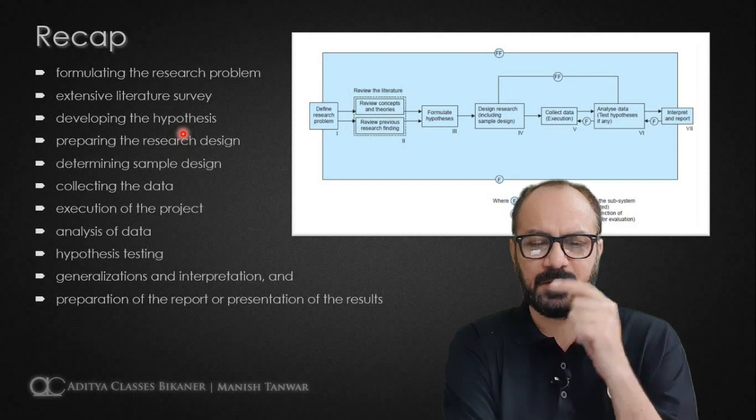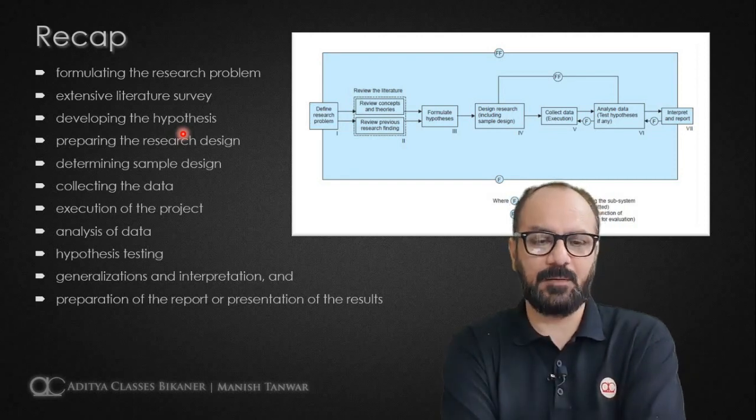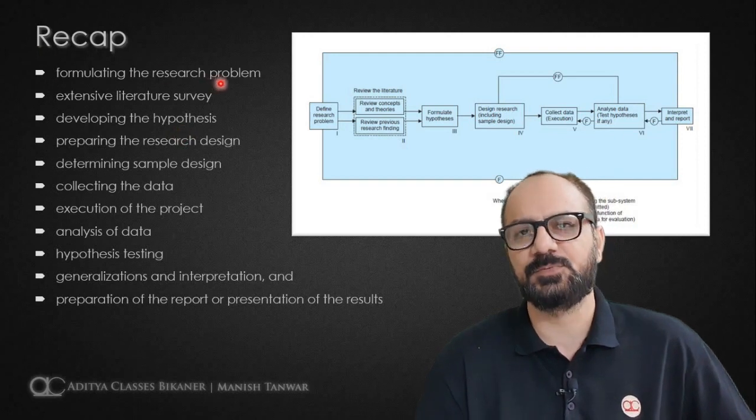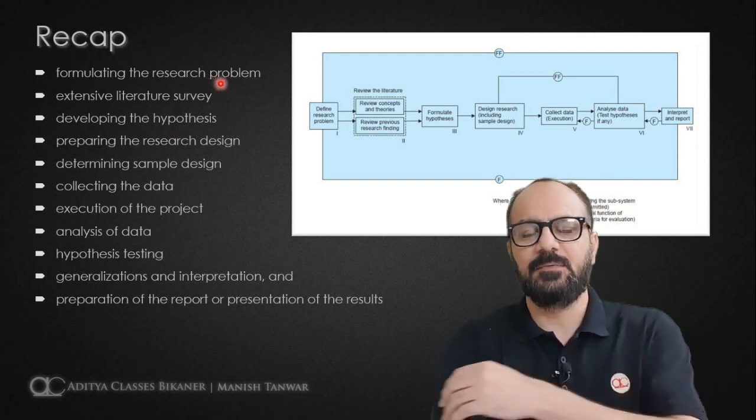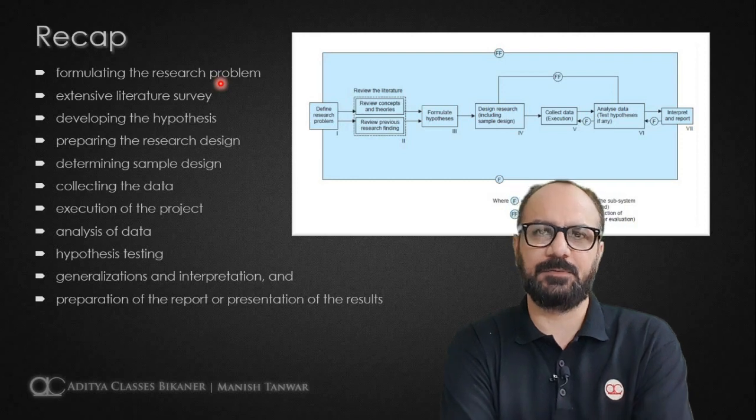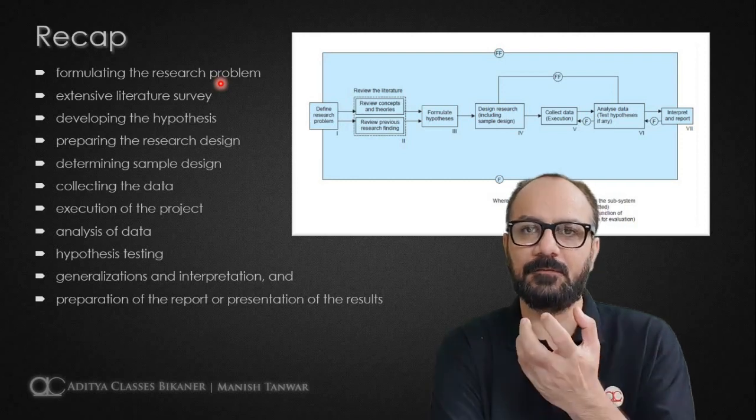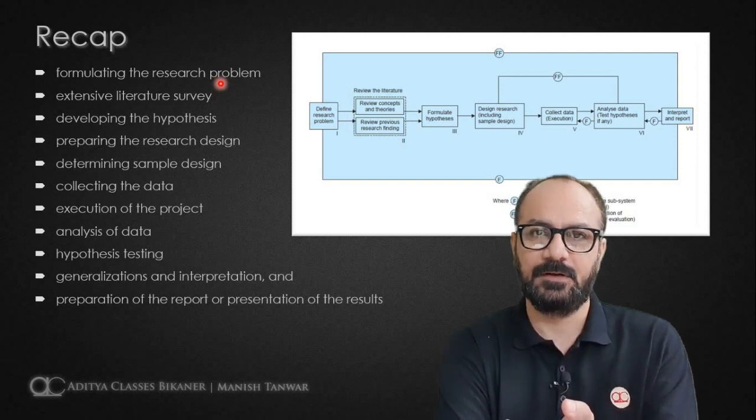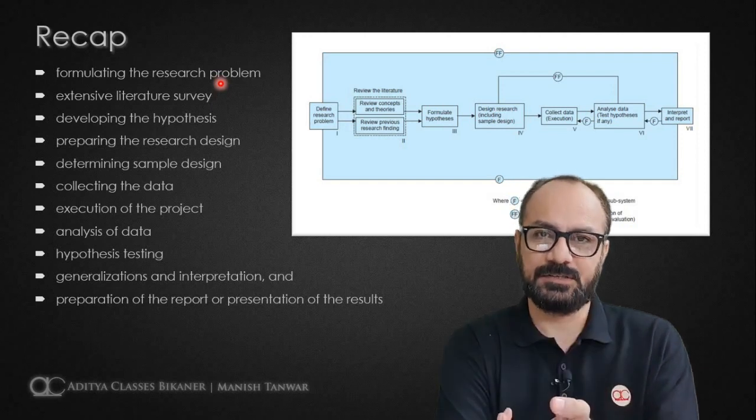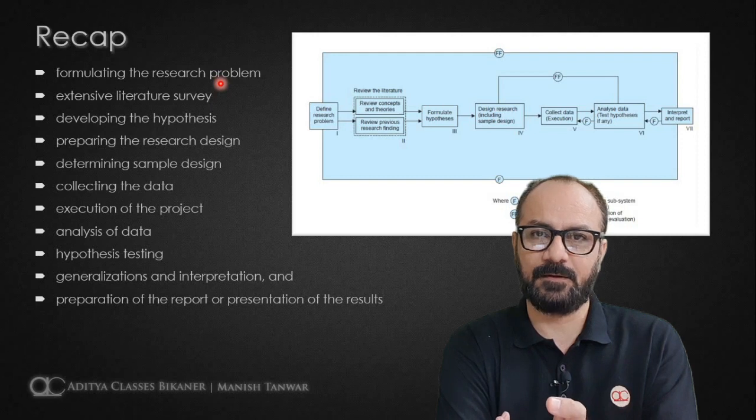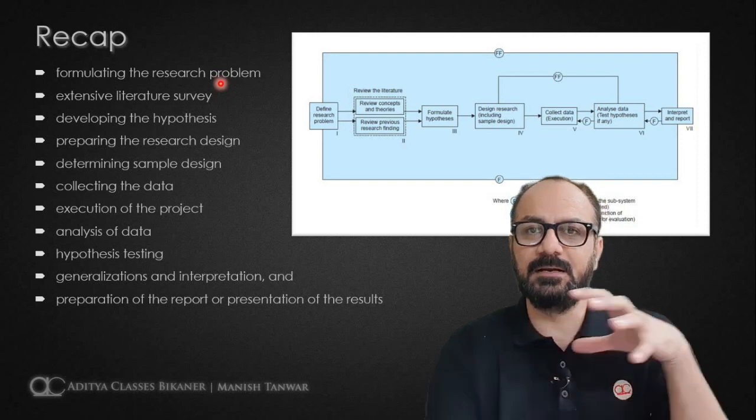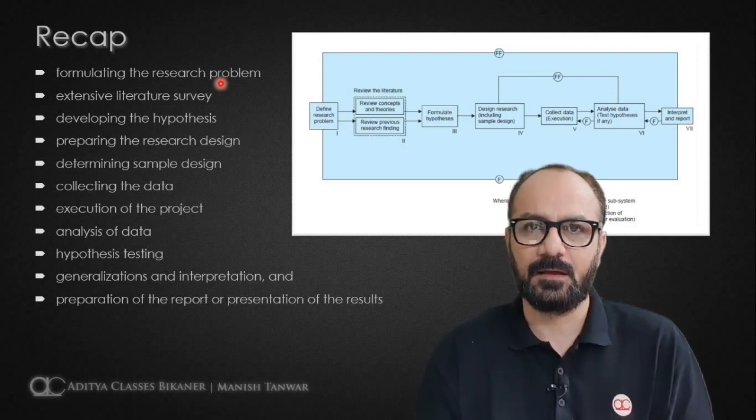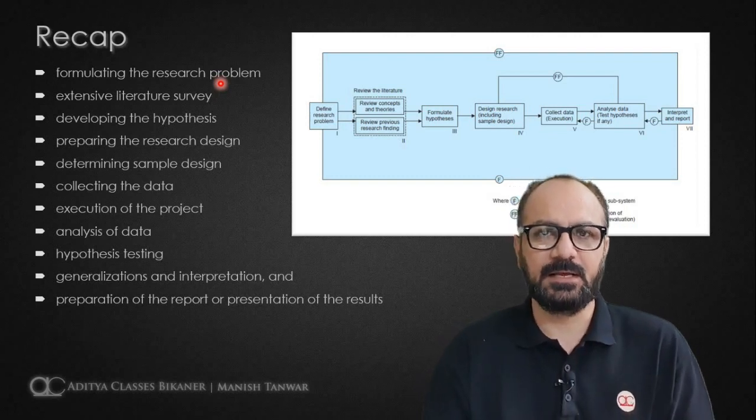Of these steps, we talked in detail about the first step. What is our first step? Our first step is formulating the research problem. In the last lecture, we talked about formulating the research problem. How do we formulate a research problem? What are the issues that we need to take care of? What are the characteristics of a good research problem? What all should be covered in a good definition of a research problem? These are the things that we talked about in the last lecture.